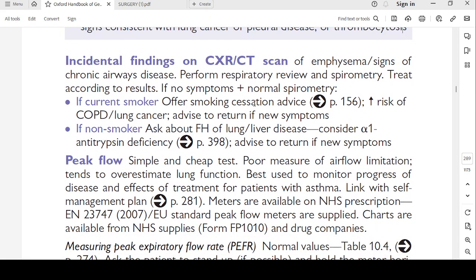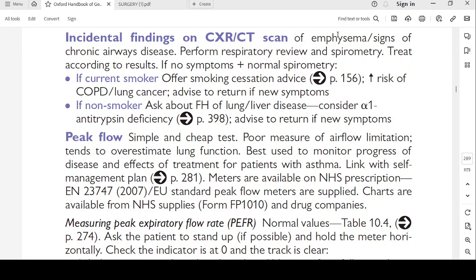Incidental findings on chest X-ray or CT of emphysema or signs of chronic airway disease: perform respiratory review and spirometry. Treat according to the results. If no symptoms and a normal spirometry, if he is a current smoker, offer smoking cessation advice, because there is an increased risk of COPD or lung cancer. Advise to return if new symptoms are present.